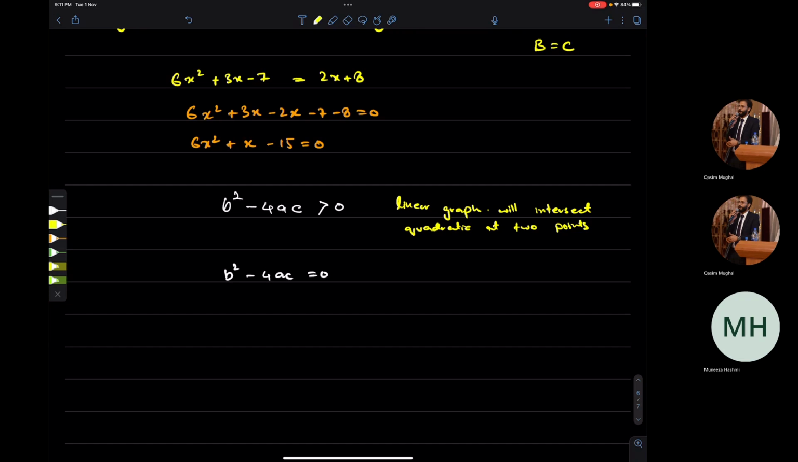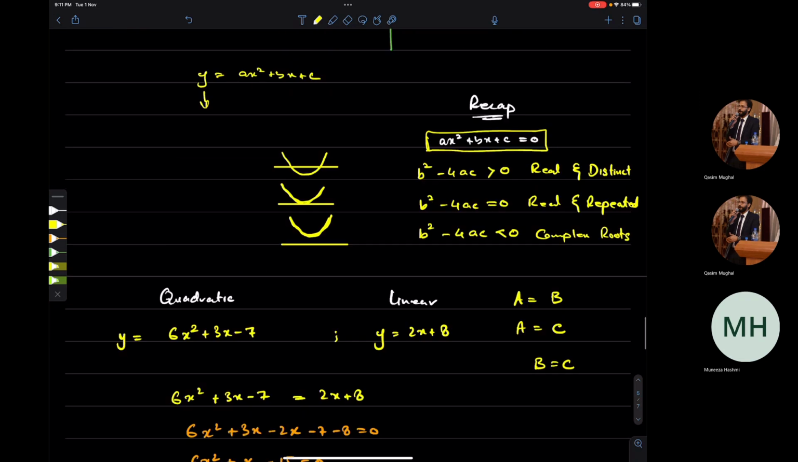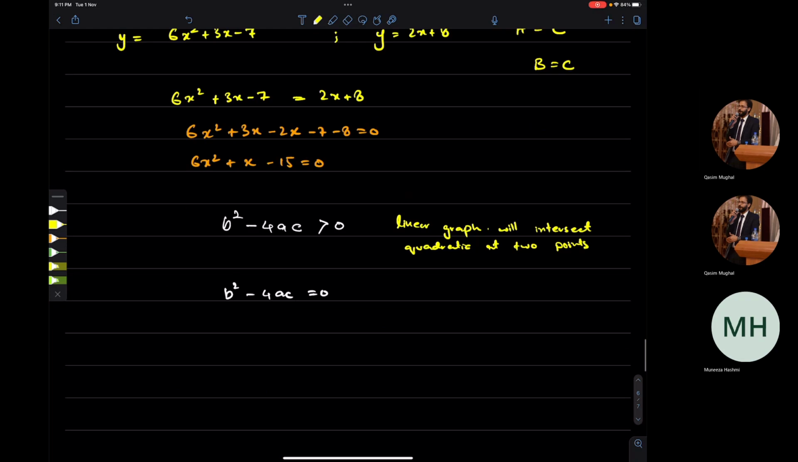Okay, b squared minus 4ac, if it is exactly equal to 0, then just like this one, when it was exactly equal to 0, it was real and repeated, and if you look at the graph it was just tangent, so it was just one solution. The same thing applies here, meaning the linear graph will be tangent to the quadratic.